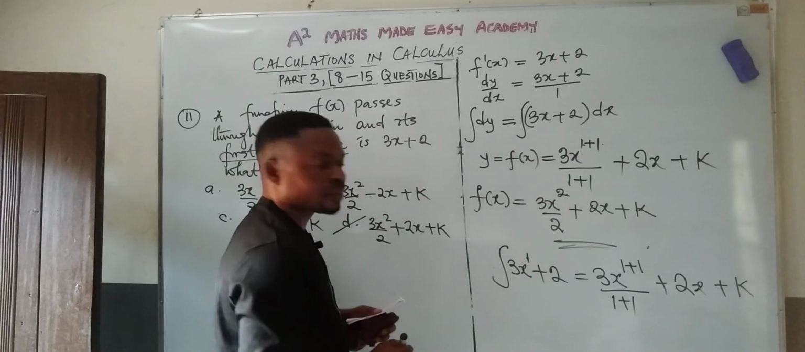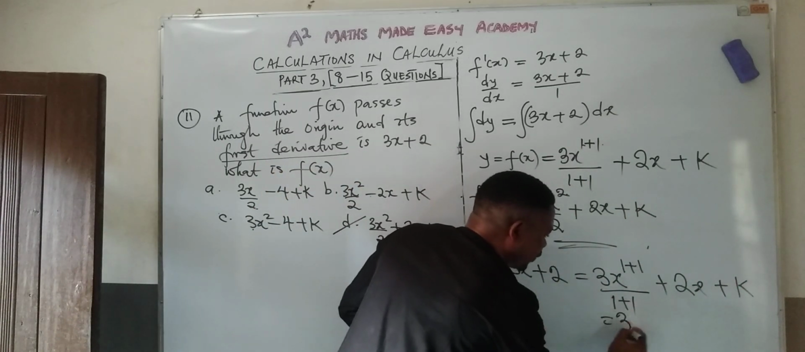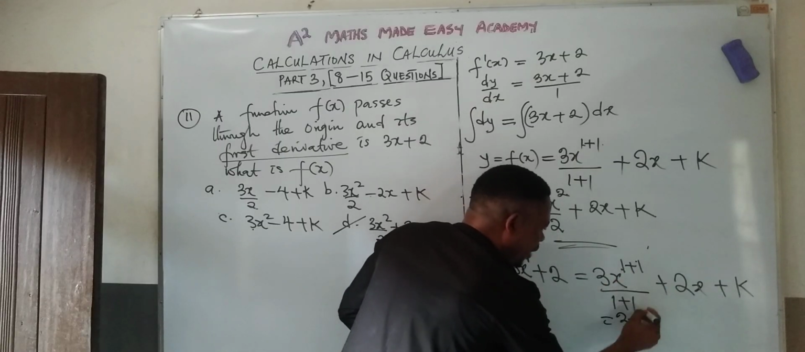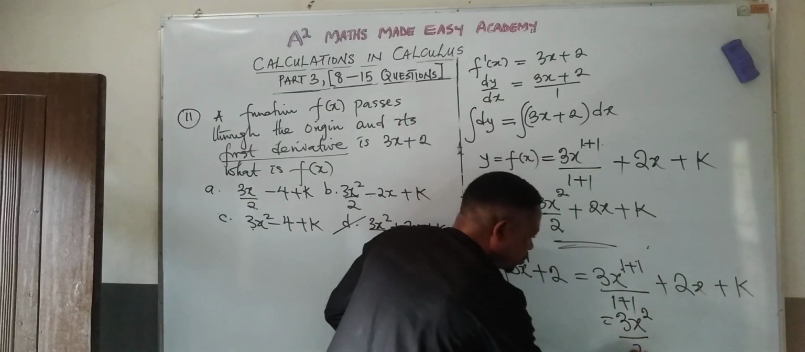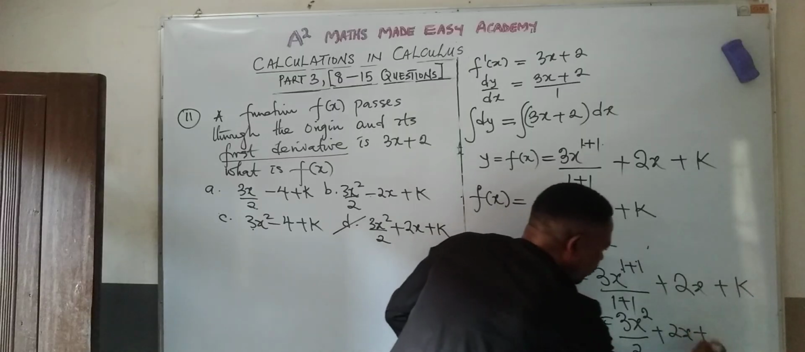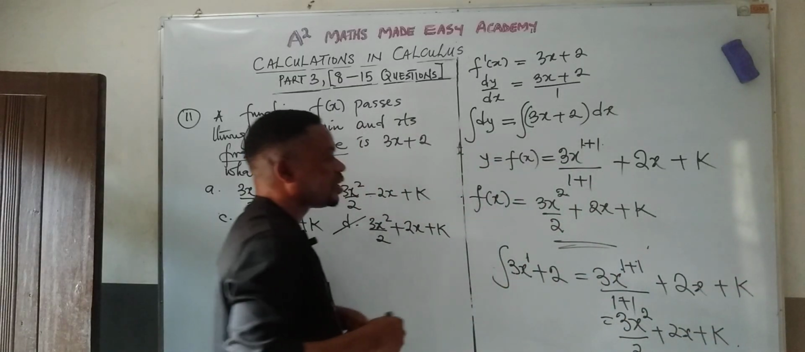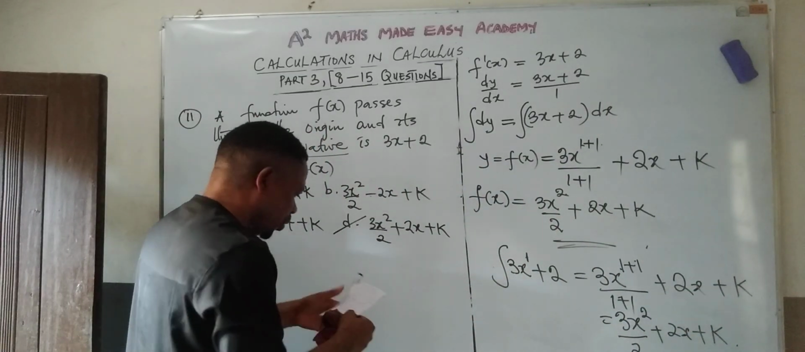This is the shortcut. Then if you continue, you have 3x. What is 1 plus 1? It is 2, right? Then all over 2, right? Plus 2x plus what? K. That is the answer, using what we call the shortcut.